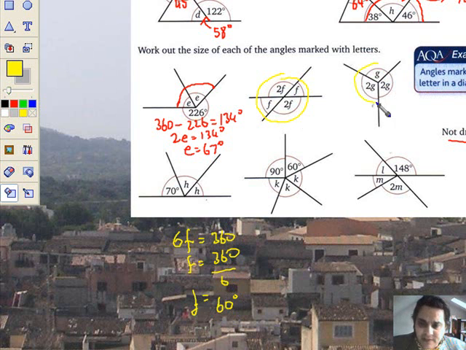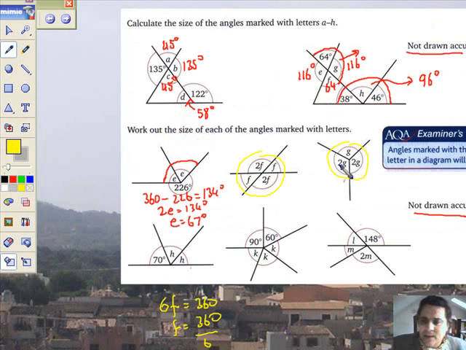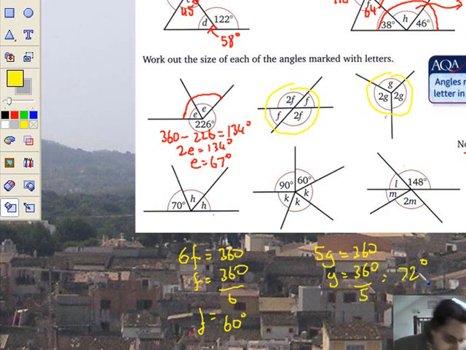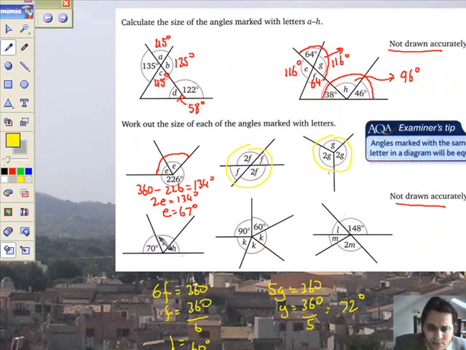Next one with the G, same again, all adds up to 360. How many Gs have we got? 2G, 2G, 1G, 5 Gs. So 5 Gs come to 360 degrees. When I divide by 5, I recall that's 72 degrees, but let me just check that to be sure. I think it's right. 360 divided by 5, 72 degrees. Yep.